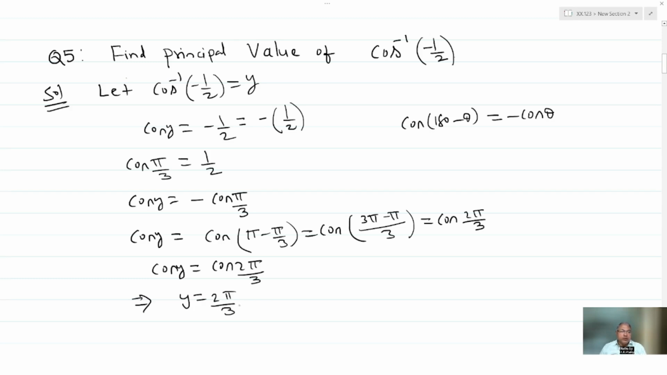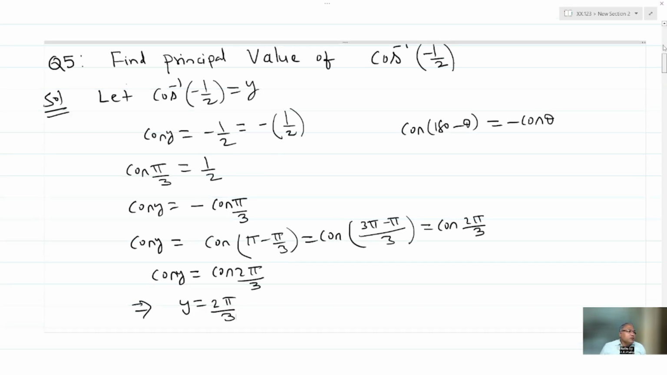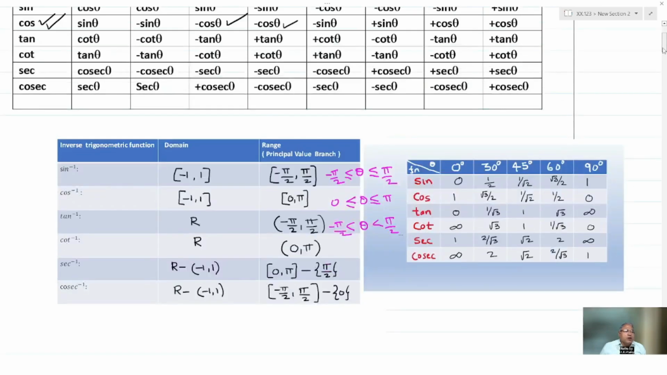Now, is it a principal value or not? To decide, let us visit the table. According to the principal value branch for cos inverse, the values lie between theta greater than or equal to 0, less than or equal to pi.